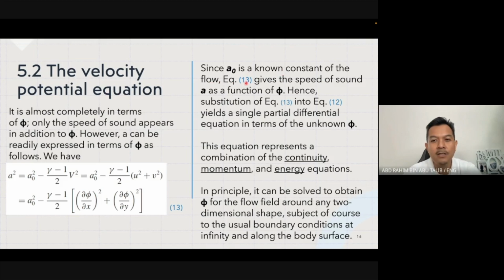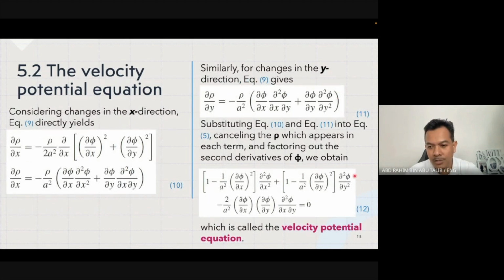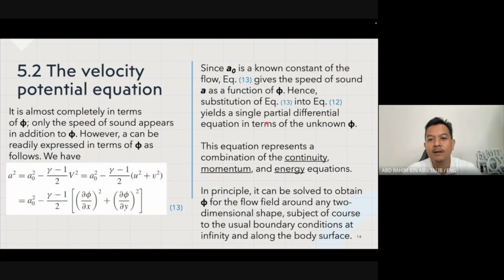Given equation 13, which gives the speed of sound A as a function of the velocity potential, phi. Hence, substituting equation 13 into the earlier equation 12, the velocity potential equation, yields a single partial differential equation in terms of the unknown phi only. So this equation represents a combination of the continuity, momentum, and energy equations.